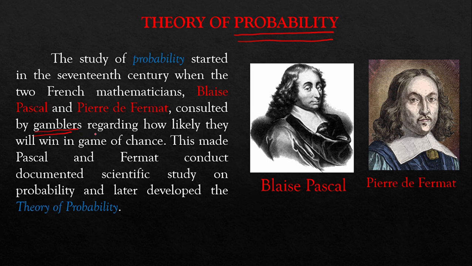But now, probability is not only used in gambling, but also in other areas of the real world. For example, if you are predicting an upcoming typhoon, in economics, and in science, we can use probability. These two mathematicians, Blaise Pascal and Pierre de Fermat, are the pioneers, the ones who documented the scientific study of probability. Later on, they developed a theory of probability.